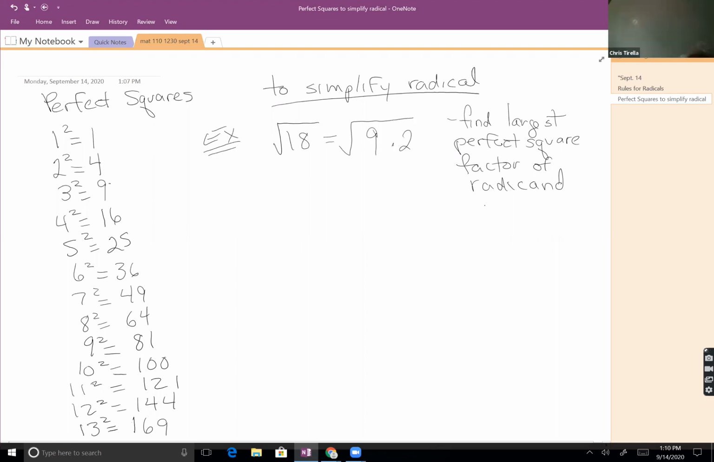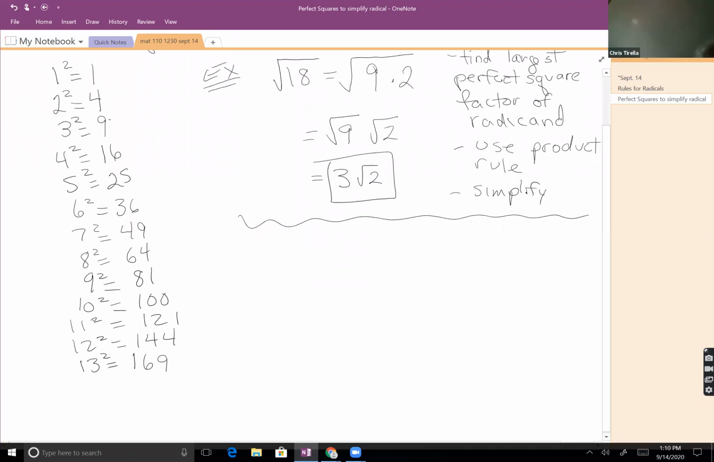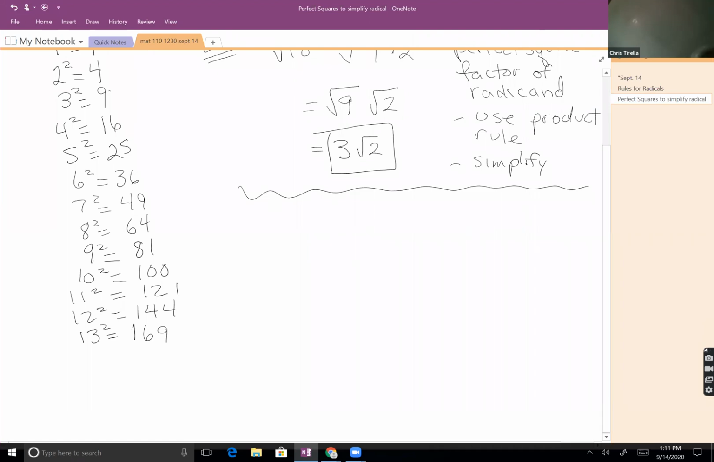Then we're going to use our product rule. So the square root of 9 times 2 is the square root of 9 times the square root of 2. And then we're going to simplify. The square root of 9 is 3, so we get 3 radical 2. And so this 3 radical 2 is considered simplest form. Is this a process you folks might have seen before? Some yeses, any no's? We'll do a few more.